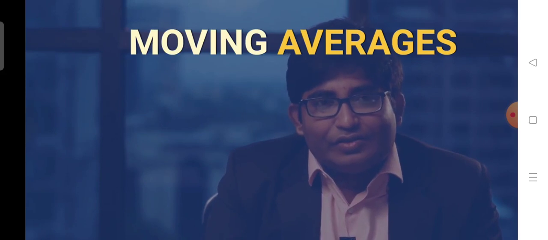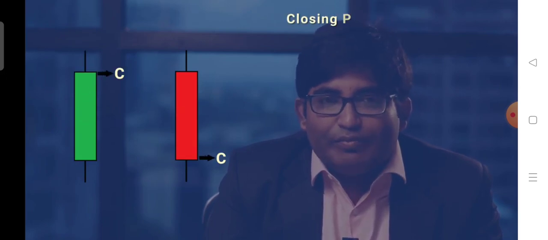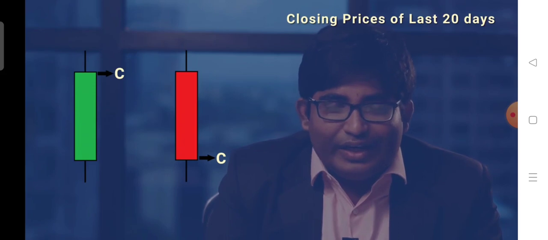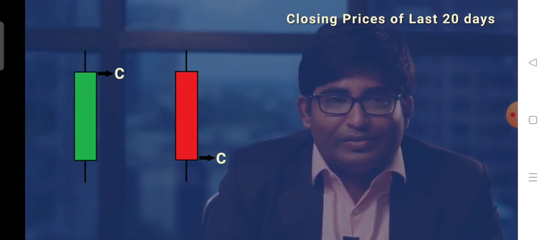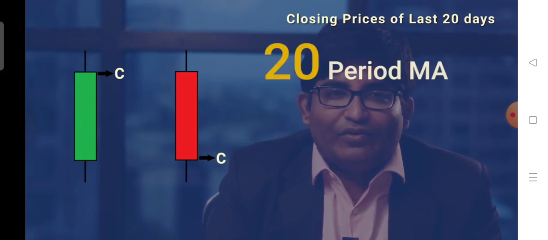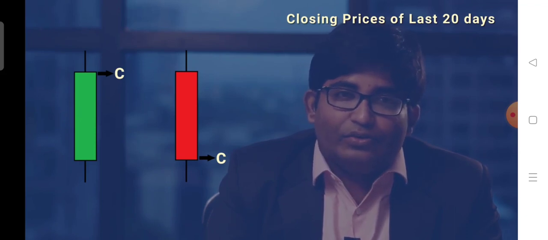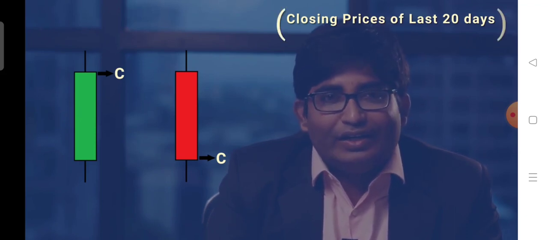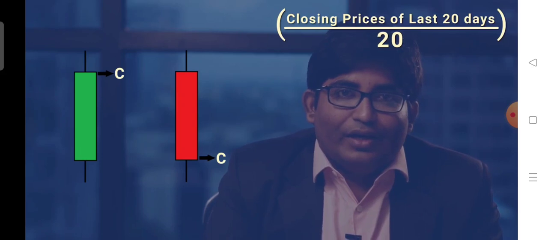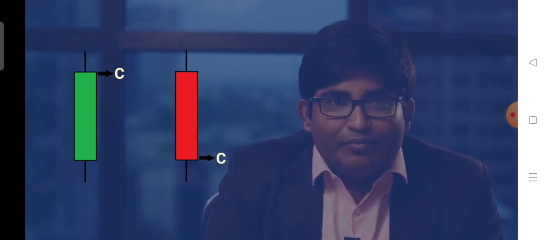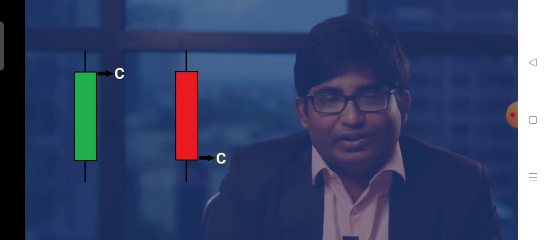A moving average is also similar. When we are looking at a stock chart and we have the closing prices of the last 20 days and we want to calculate, suppose, the 20 period moving average, we simply add the closing prices of the last 20 days and divide that by 20. Now, selecting the closing price is a general convention.